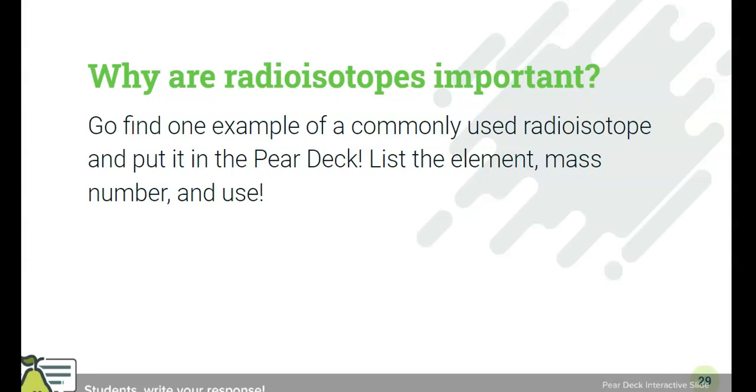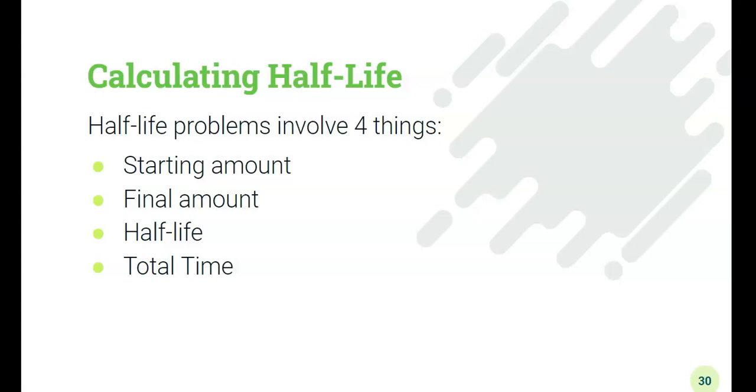Uranium-238 is used in nuclear reactors. There's just so many that are important to our lives. So the last thing that we're going to do is calculate half-life.